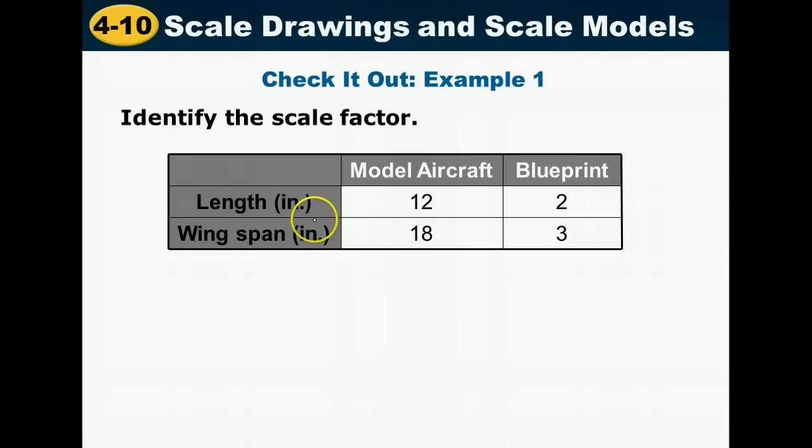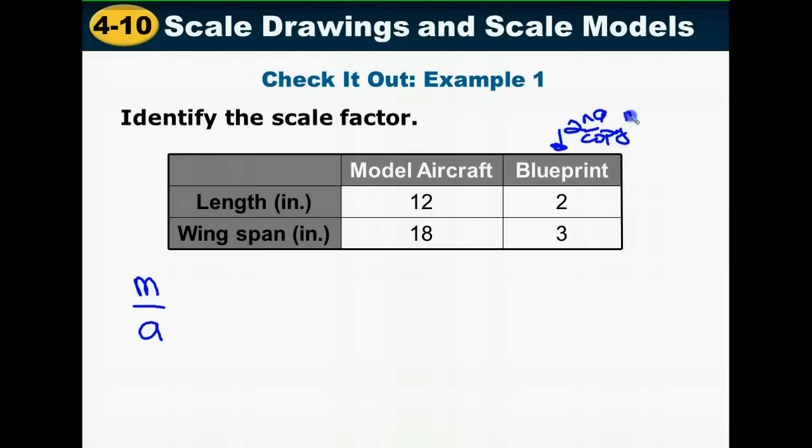Alright, so here is another example. We need to identify the scale factor. So first thing I'm going to do is to put model to actual. When you do this, you cannot go wrong. Okay, and then here they tell me a model aircraft and then a blueprint. So I know the blueprint is going to be my second copy.